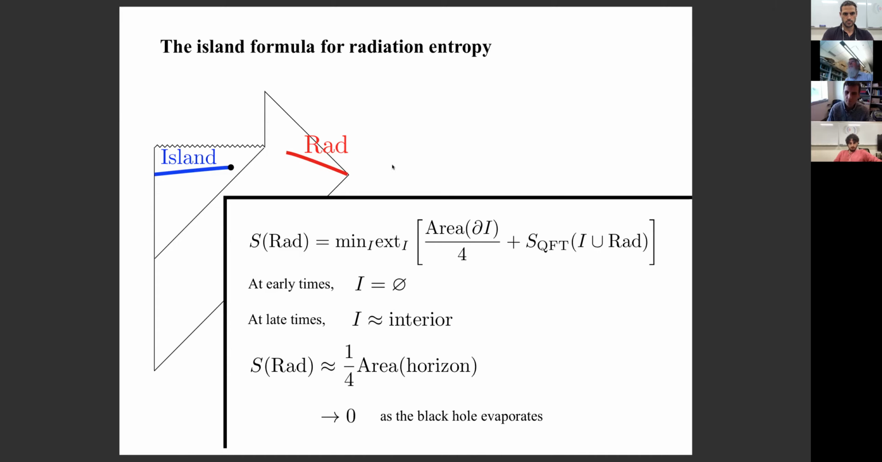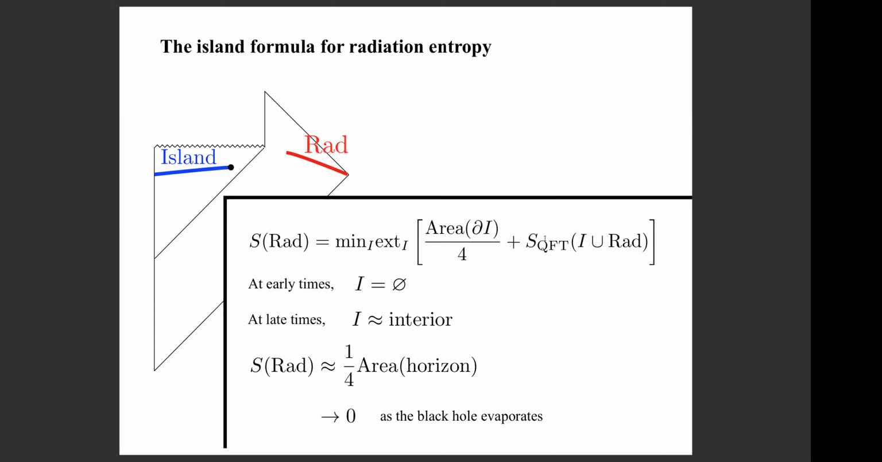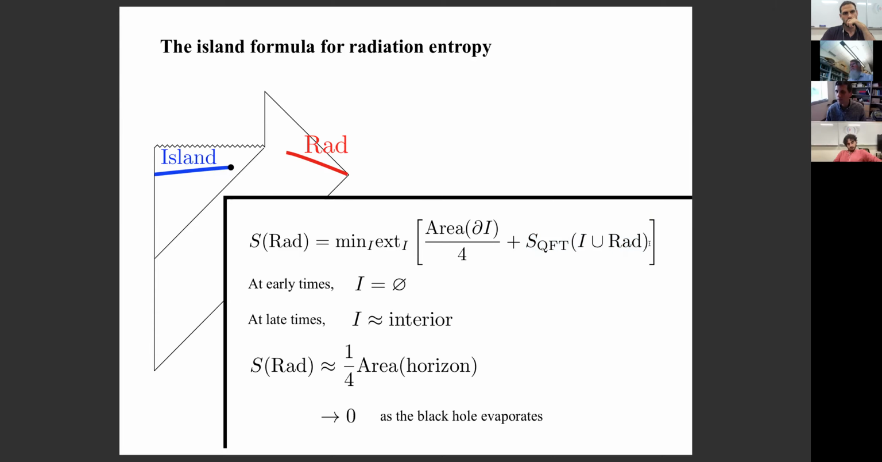So here's the formula. Let me break it down a little bit. Inside the brackets, what this says is that if we're just calculating the entropy of the red region, we should consider an island region, which is inside the black hole. This is region I. And then what this thing in brackets is the generalized entropy of the island union the radiation. This thing has a contribution from the area of the island, and it has a contribution from the ordinary quantum field theory calculation of the von Neumann entropy of quantum fields in the joint region, island and radiation.